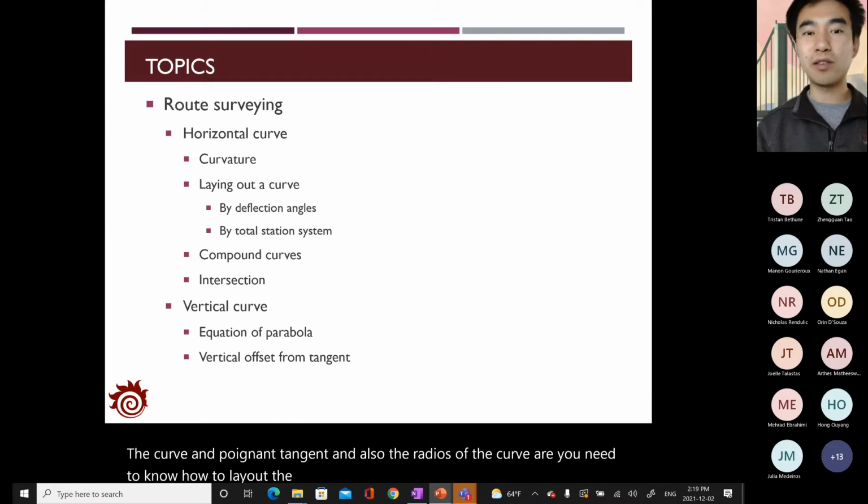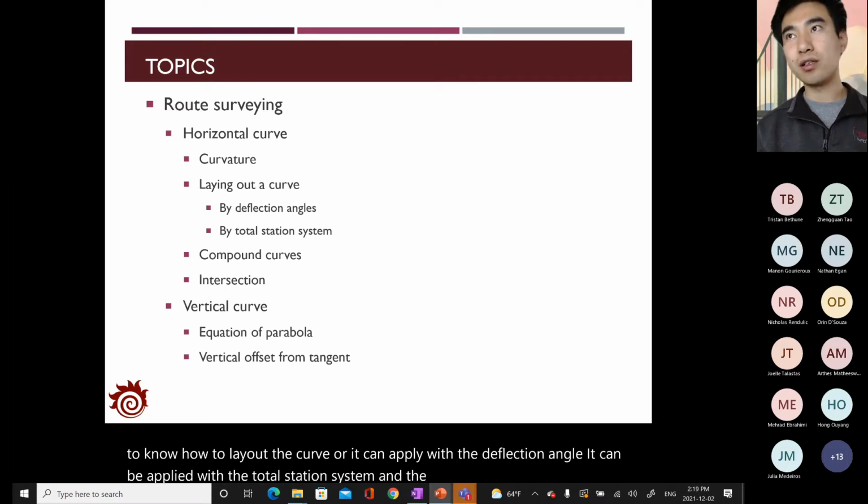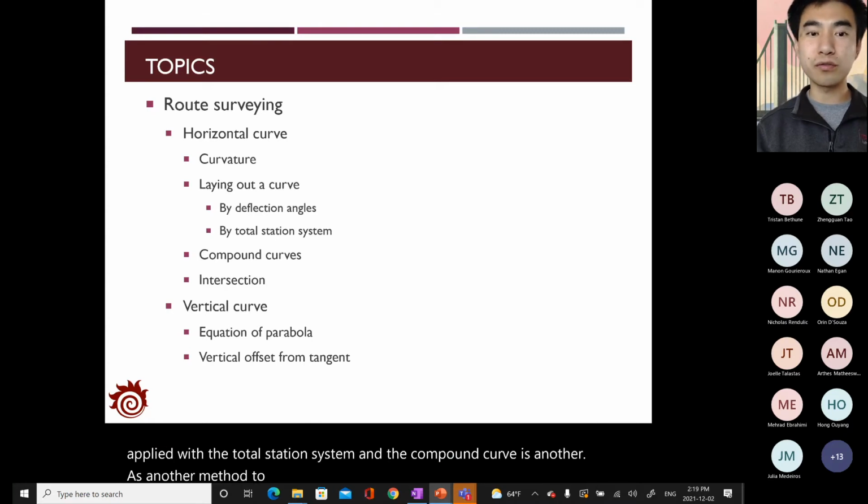You can apply the deflection angle. It can be applied with the total station system. And the compound curve is another method to lay out the horizontal curve.